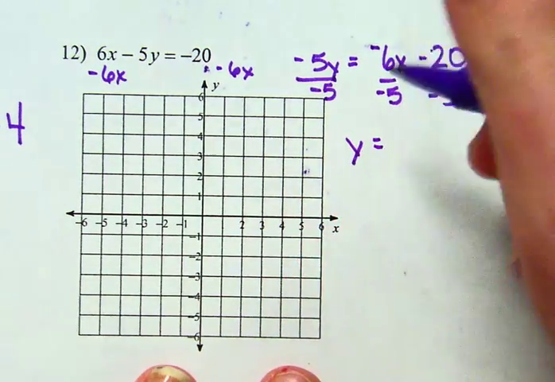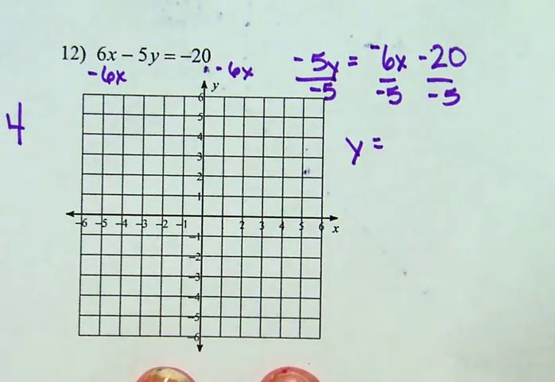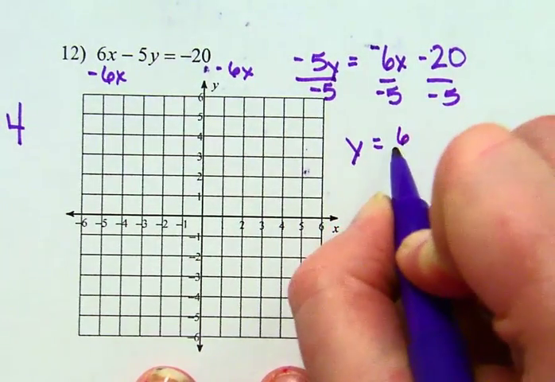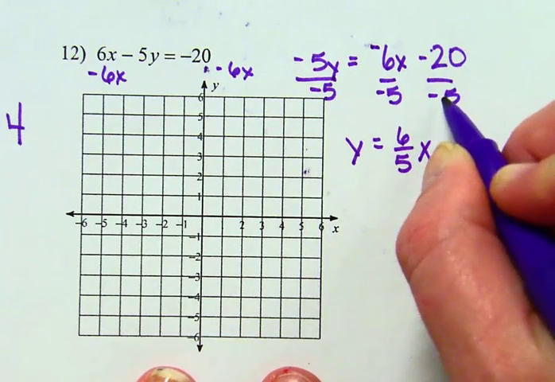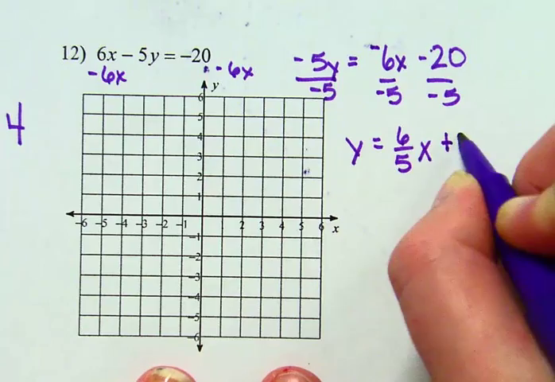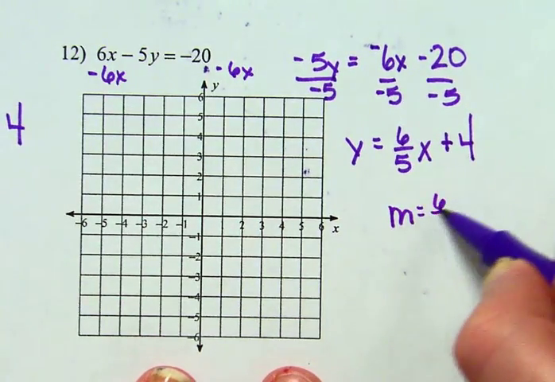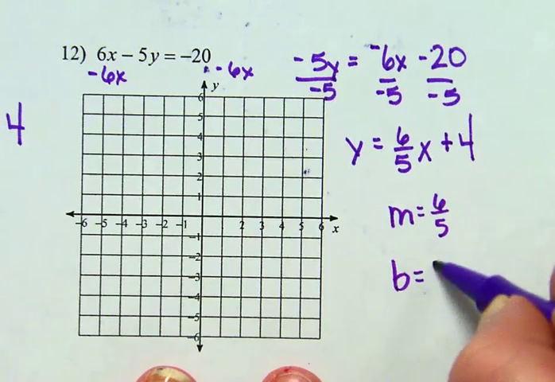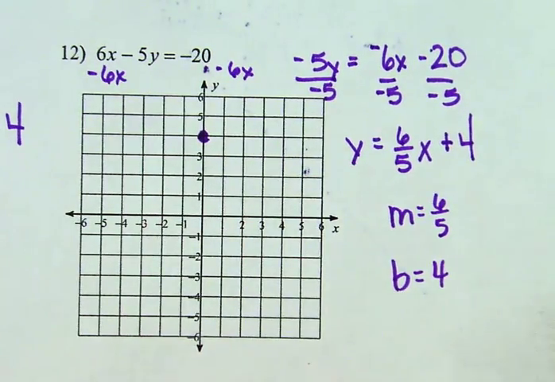Y equals. Now, if you have a negative divided by a negative, we've talked about this already in this video. That is actually a positive 6 over 5x. And negative 20 divided by negative 5 is positive 4. My slope is 6 over 5. My y-intercept is 4. I start at y-intercept 4.